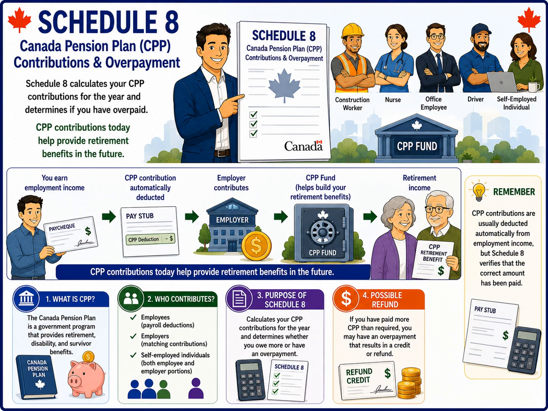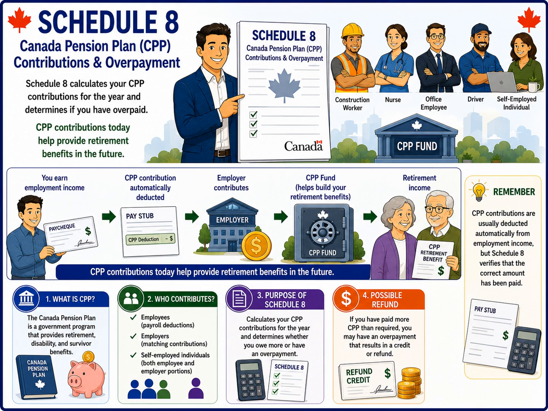One common example is when a taxpayer works for more than one employer during the year. Each employer may deduct CPP contributions independently without knowing about the deductions made by the other employer. As a result, the taxpayer may contribute more than the annual maximum allowed. When this happens, Schedule 8 calculates the overpayment, and the excess amount may be refunded or credited on the taxpayer's income tax return.